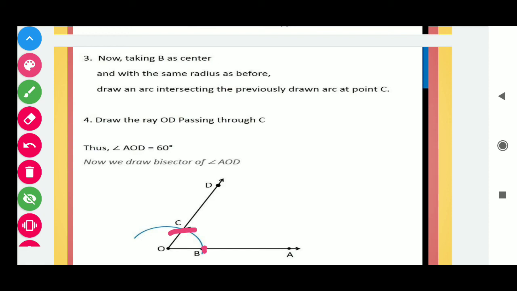So join OC and extend to D. This makes the 60-degree angle. But now students, we need to calculate the 15-degree. For that we construct a 30-degree angle. 30 is the half of 60-degree. So in this we take the pinpoint at B and mark an arc, and again take pinpoint of compass at C, mark another arc. So join this intersecting point with O. That makes the 30-degree angle.